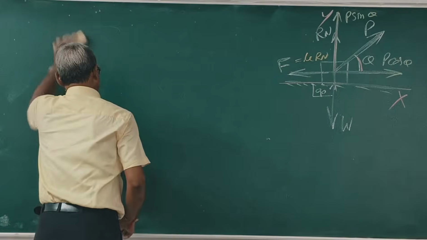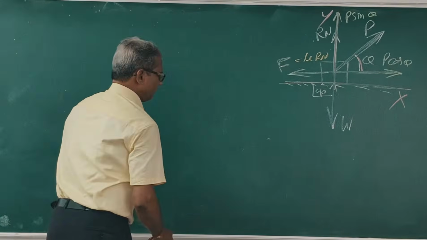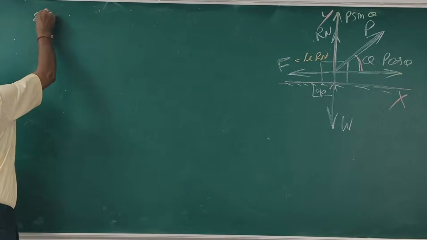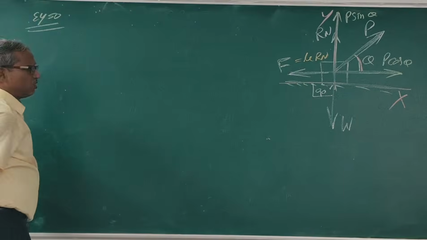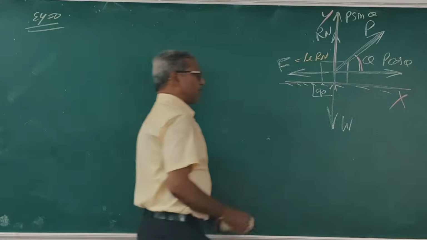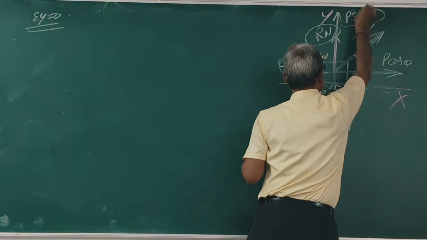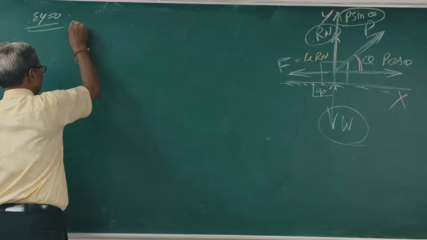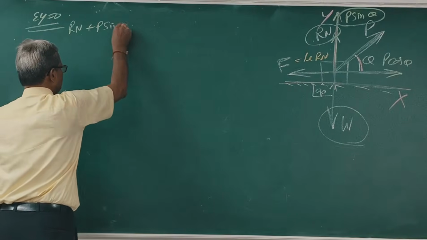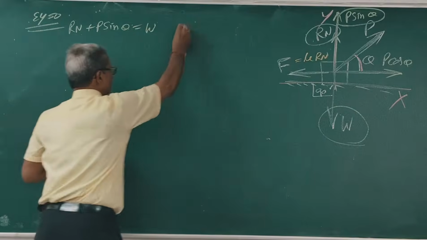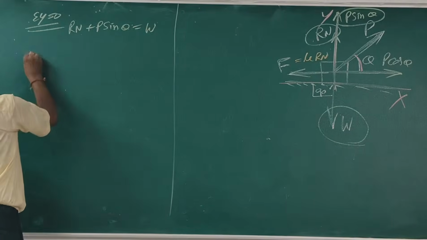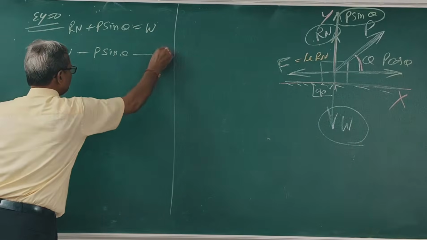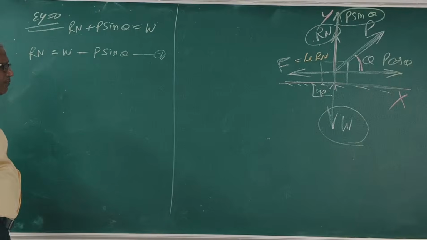Now first, sigma y is equal to 0. Along y, Rn and P sin theta are upward and W is downward. So Rn plus P sin theta is equal to W. So Rn is equal to W minus P sin theta, equation 1. Now summation of x is 0.